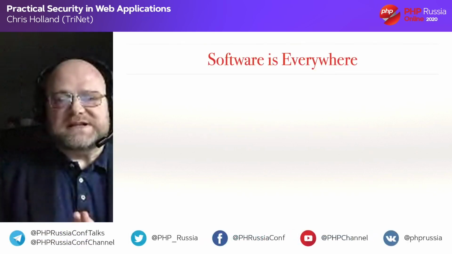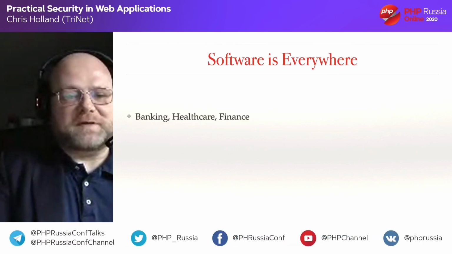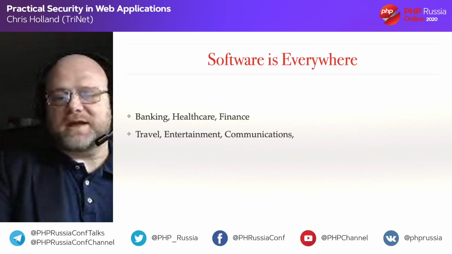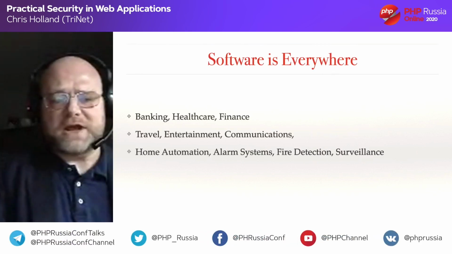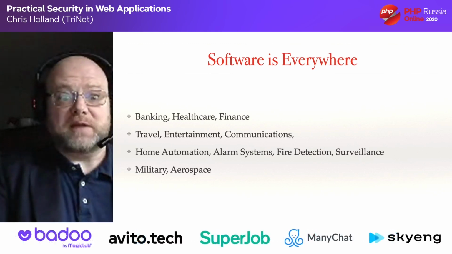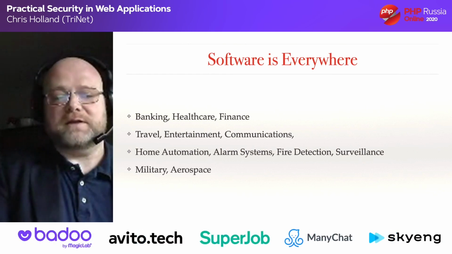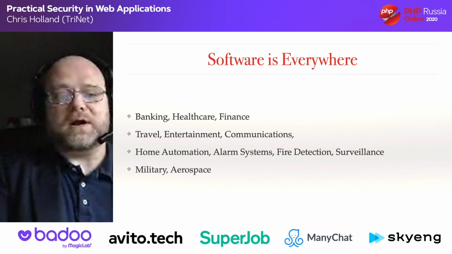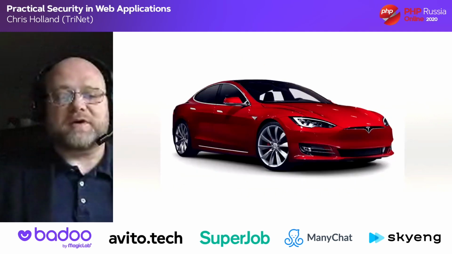So first, let's look at software. It's obviously everywhere. If you look at banking, finance, travel, entertainment, communications, home automation, alarm systems, these areas, including military and aerospace, right? There is software everywhere. So obviously you could ask yourself what could possibly go wrong, right?